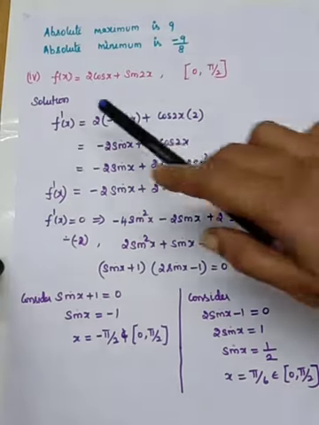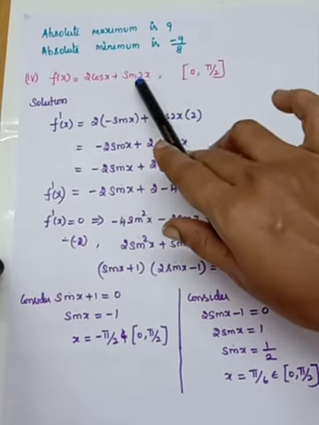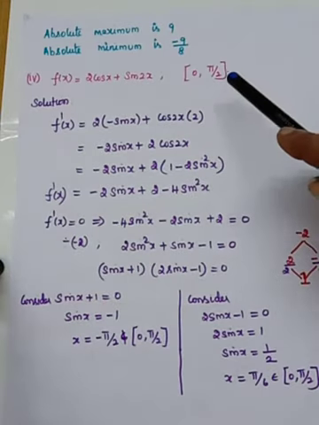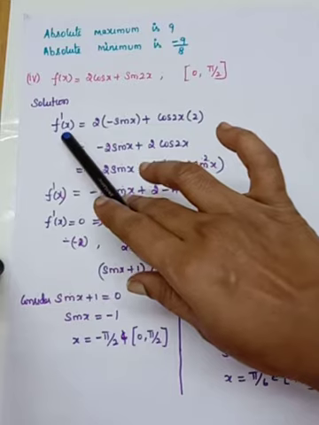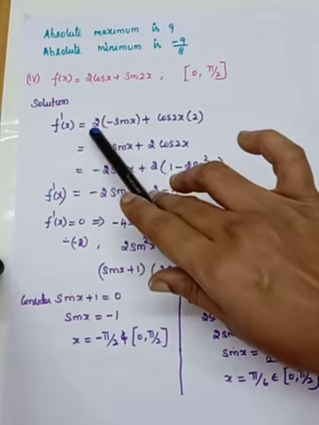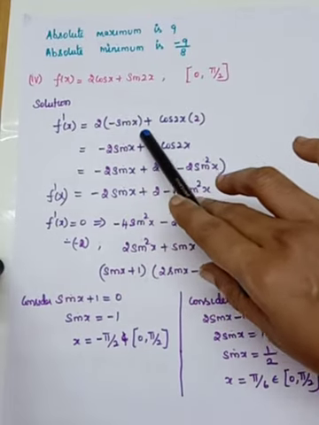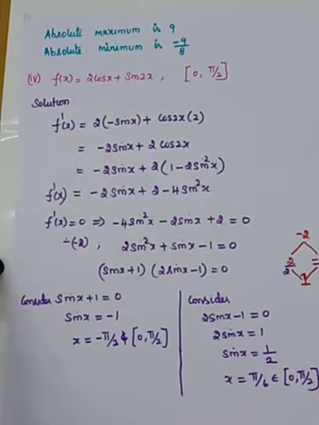Come to the fourth subdivision. f of x is equal to 2 cos x plus sin 2x in the closed interval 0, pi by 2. So first step, what you have to do? You have to take f of x and differentiate. See that 2 is a constant. What is the differentiation of cos x? Minus sin x, plus sin 2x. How to differentiate? Using chain rule.